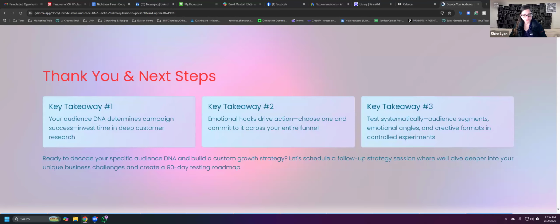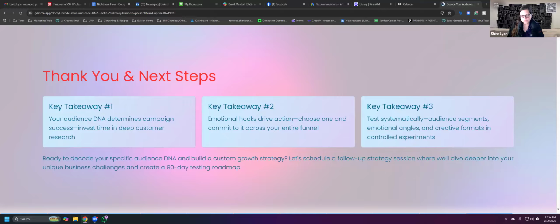So just to give you some key takeaways, because there was a lot of information there, your audience DNA determines your campaign success. Really, it's just investing time to dig deeper into customer research and to think about the someones and not the everyone's. As much as we're all afraid to narrow our focus, if we don't, then we really end up with marketing that doesn't speak to anyone, and wastes a lot of time, money, and effort.